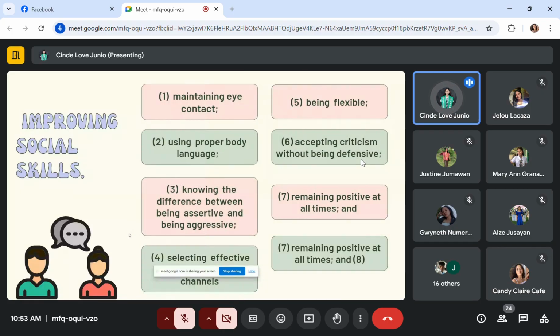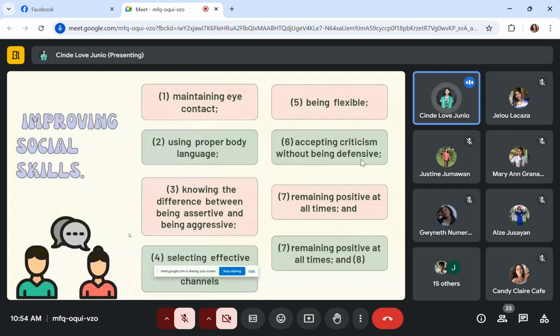So there are ways to improve social skills. First is maintaining eye contact. That's very simple, di ba? Looking at people when they are talking to show you are paying attention. Then using proper body language. So you can use your facial expressions and gestures to communicate effectively, or your nonverbal.